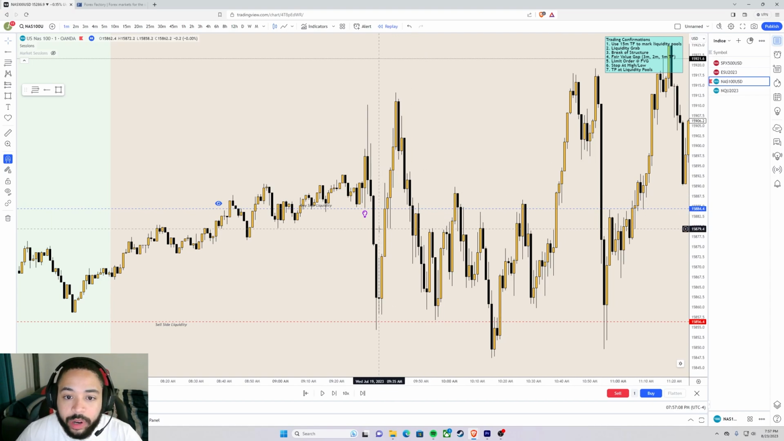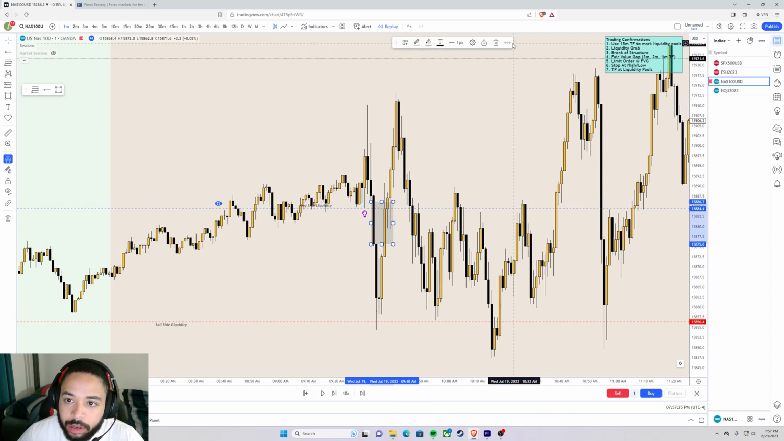Say we would have seen this and said, oh, but there's a gap right here, let's just trade this anyways. It doesn't matter if the liquidity was taken, we'll just take a sell right here. If you took a sell position, you would have been stopped out, and you would have taken an unnecessary loss.